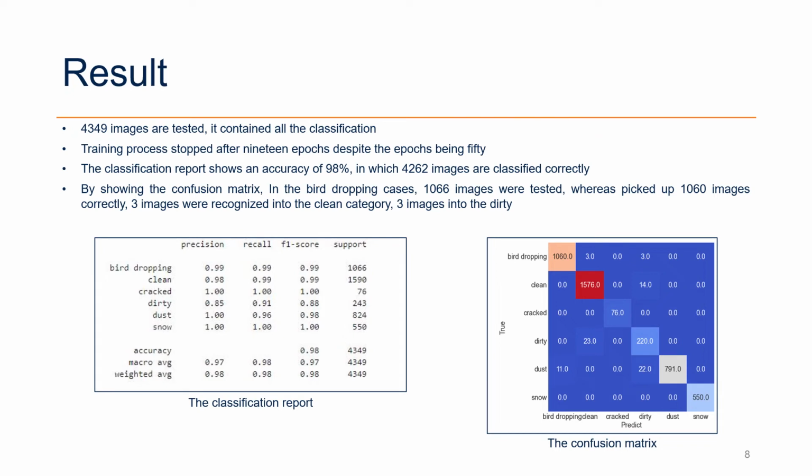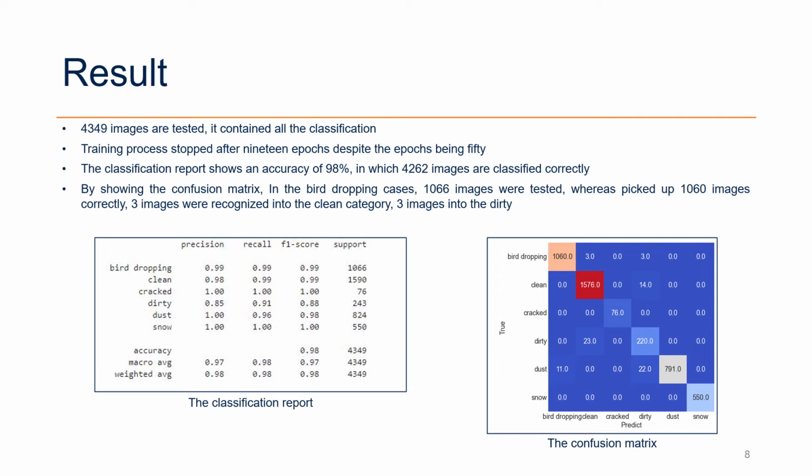Now that brings me to the results of our experiment. In the testing step, 4,349 images were tested and it contains all the classifications. The training process stopped after 19 epochs, despite it being set to 50. Then this is a very high accuracy, which means that it shows 98%, in which 4,262 images are classified correctly.